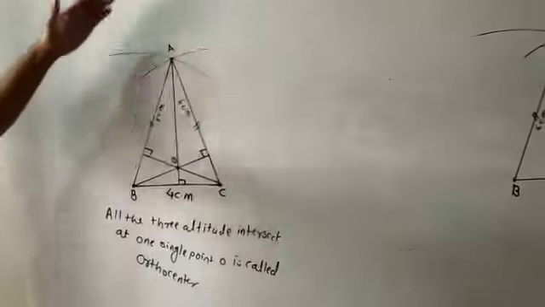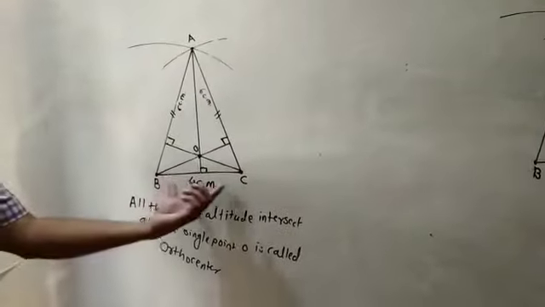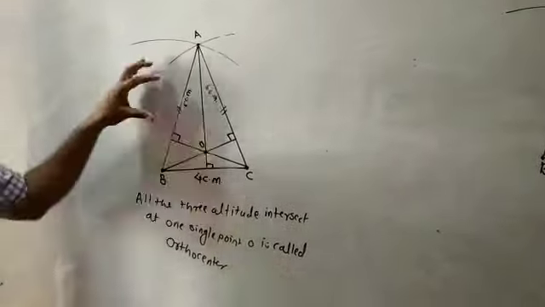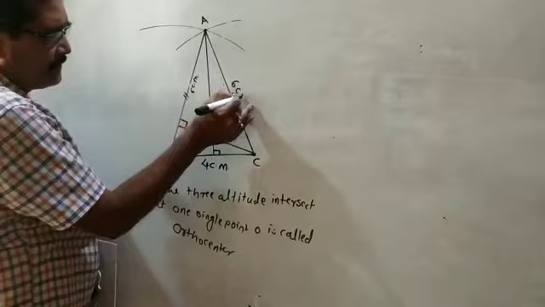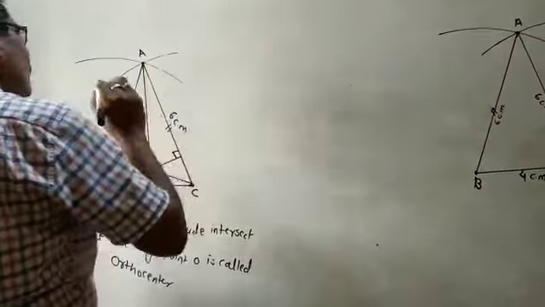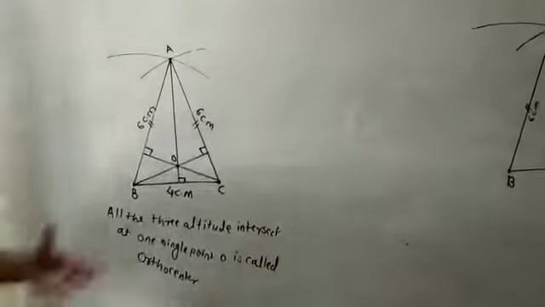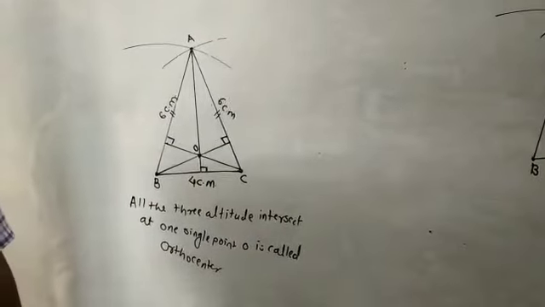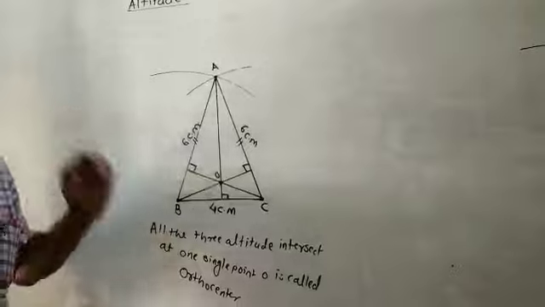In this way, you have to draw the isosceles triangle. You have to take this side as 4 centimeter, this side as 6 centimeter, this side as 6 centimeter. I will write this as 6 centimeter, this as 6 centimeter. You have to draw the triangle, and by the set square you have to draw the altitude like this. I think you understand these things.